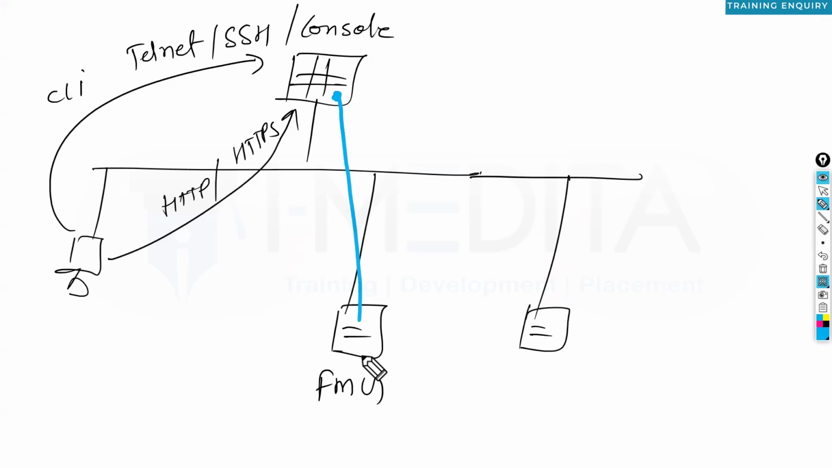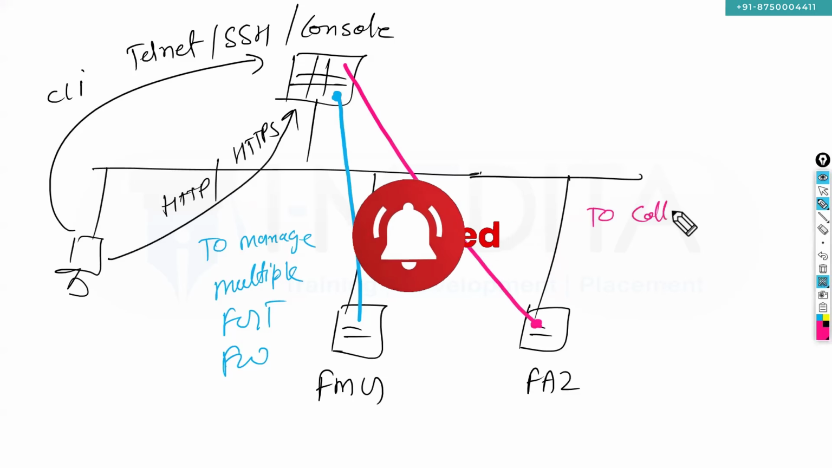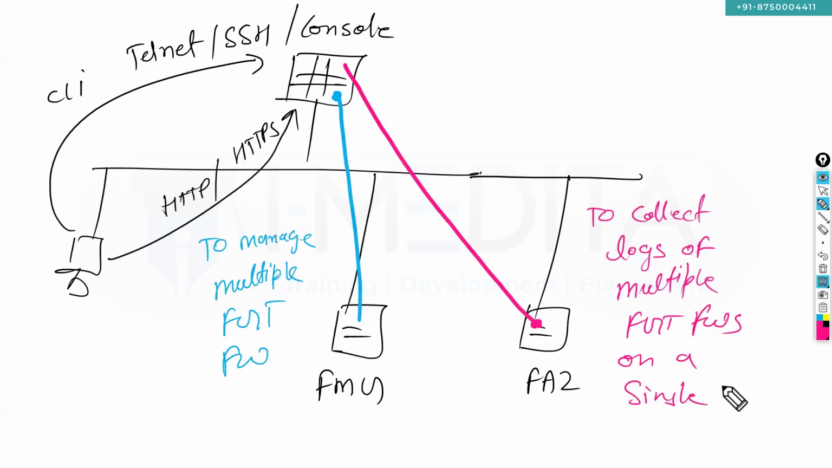Using a single device, you can manage multiple FortiGate firewalls of your multiple locations. You can also use a device that is called FAZ, FortiAnalyzer. FortiAnalyzer is a centralized device which can be used to store the logs at a central location. So FortiManager is used to manage multiple FortiGate firewalls, and FortiAnalyzer is used to collect logs of multiple FortiGate firewalls on a single device.